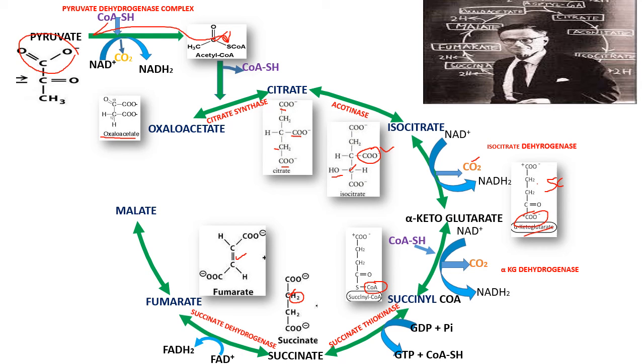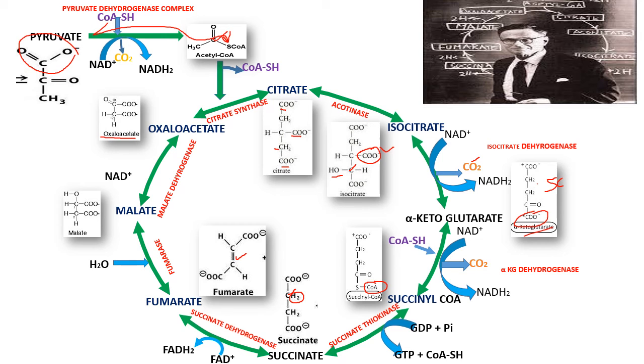In the next step, fumarate is converted into malate. In this reaction, by the enzyme fumarase, the double bond is converted to a single bond, a water molecule is added, and at this position one OH is added. And further, malate is oxidized to oxaloacetate by the enzyme malate dehydrogenase. Here NAD is reduced to NADH. So by this we have completed the Krebs cycle.